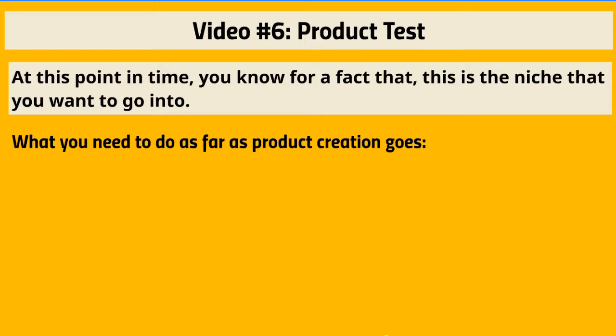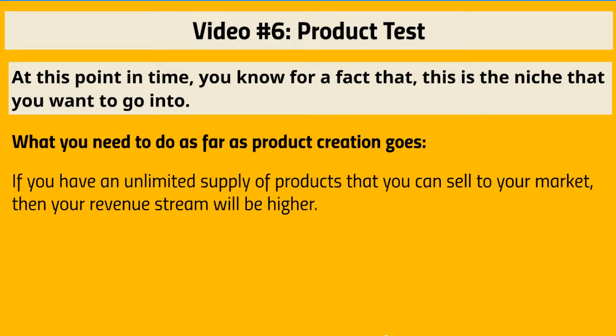So what you need to do as far as product creation goes is figure out if you have an unlimited supply of products that you can sell to your market. Because the more products that you have, the higher your revenue stream is going to be. Now, there are different routes that you can take.